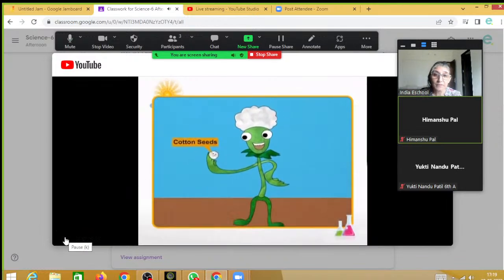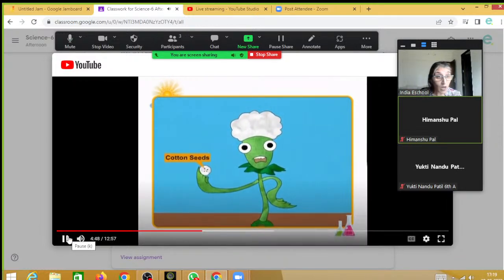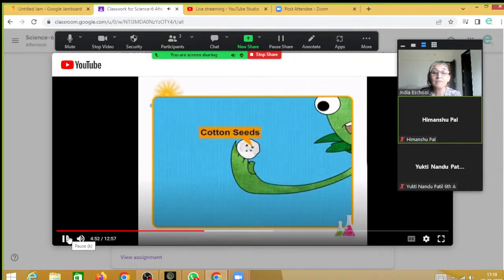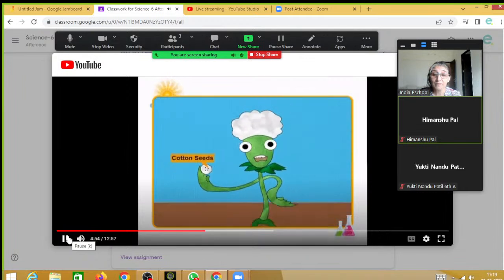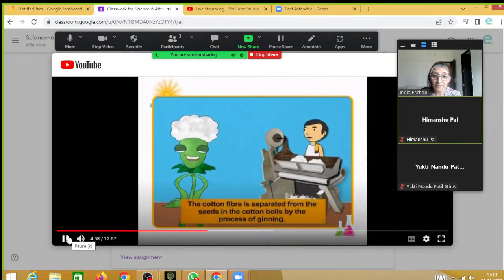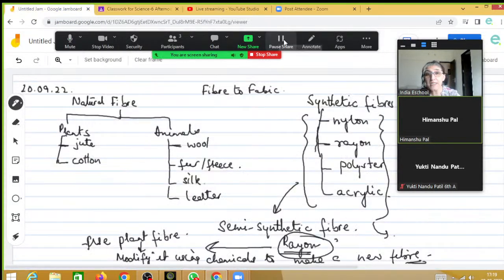Cotton balls have seeds hidden inside them. If the cotton needs to be put to use further, the seeds inside them have to be removed. This process of separation of seeds from the cotton balls is called ginning. So what is the process called? Ginning. So what is ginning? Let's write. Who will tell me?